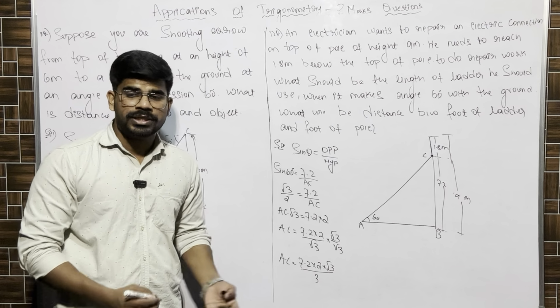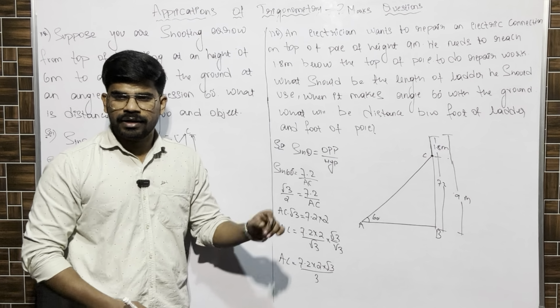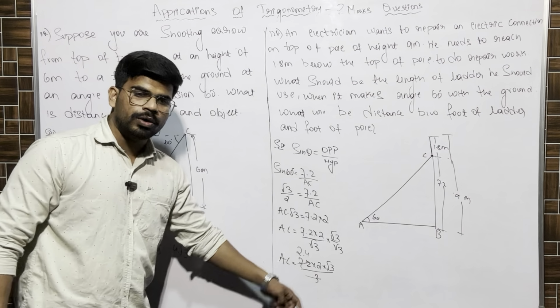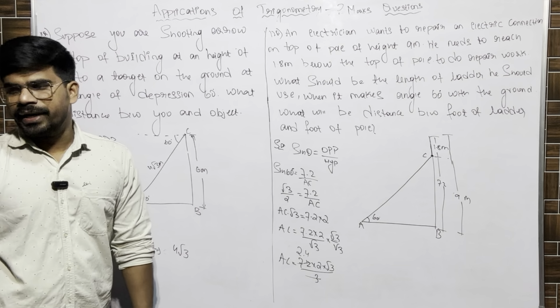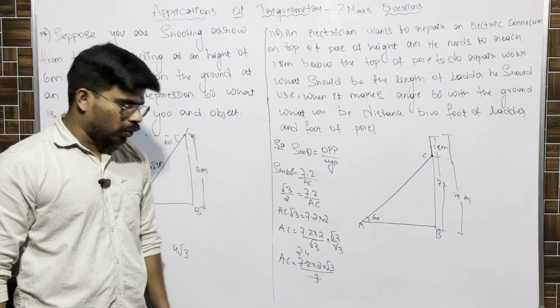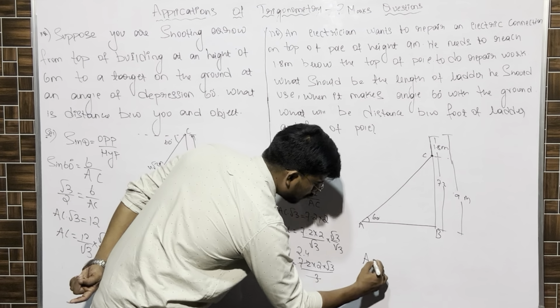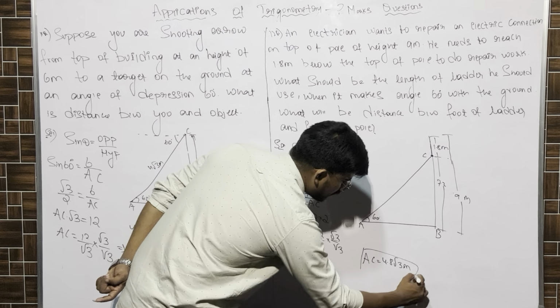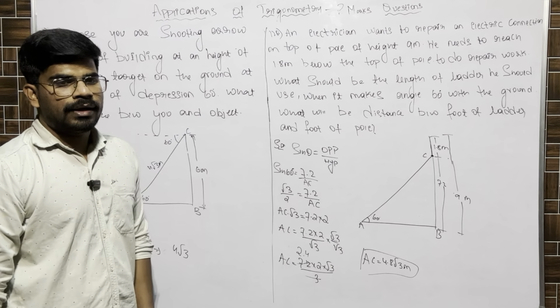Imagine that there is no point. 72. 7 plus 2, how much? 9. Is 9 there in 3? So this number will also be there. 3 2s are 6, 1 carry. 3 4s are 12. So it is 2.4. 2.4 into 2? 4.8. AC is equal to 4.8 root 3 meters. This is the length of the ladder.